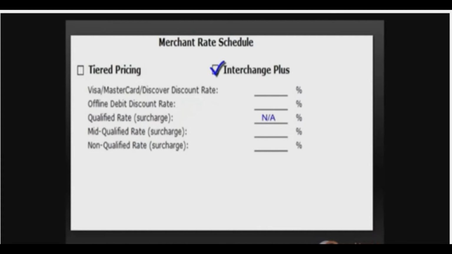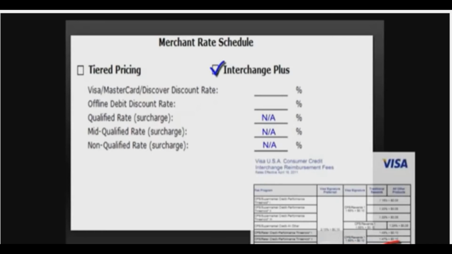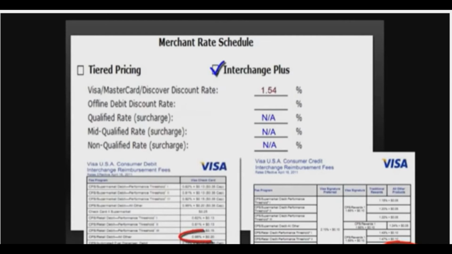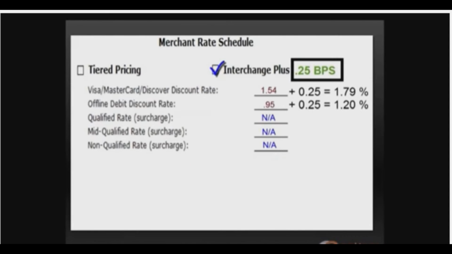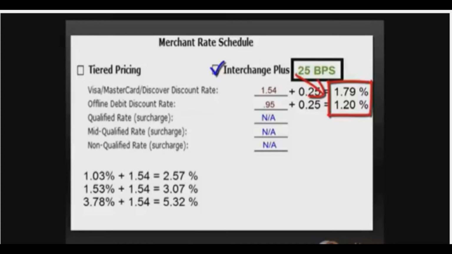None of the qualified rates will apply, and let's use the same interchange rate of 1.54 and a common debit card interchange rate of 0.95 for this example. Let's say you've been quoted 25 basis points, which is also sometimes referred to as a discount rate. When we add this to the interchange rates and do the math, you can see what the same card would cost on interchange. Let's look back to our previous math we did on the tiered pricing example. You can see why Fortune 500 companies and large retailers demand Interchange Plus pricing over the tiered pricing structure.